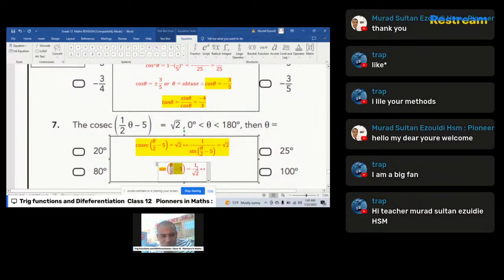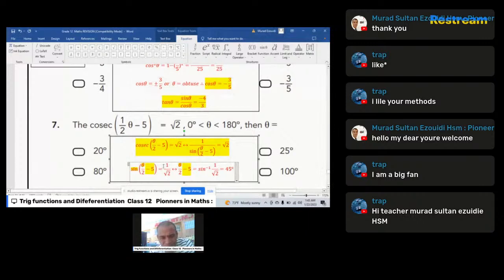Therefore, learners, to find the angle, you should think of the inverse function of sine. In fact, sine minus 1 means the inverse function of sine of the ratio 1 over root of 2. Sine minus 1 of what, learners? Of this ratio, which is 1 over root of 2. So this gives me pi over 4, or 45 degrees. It's the same as pi over 4.